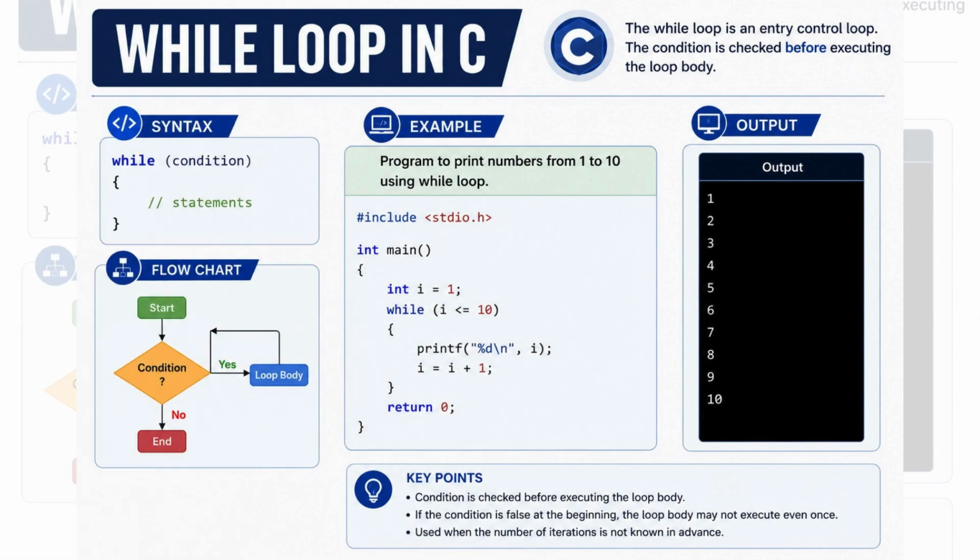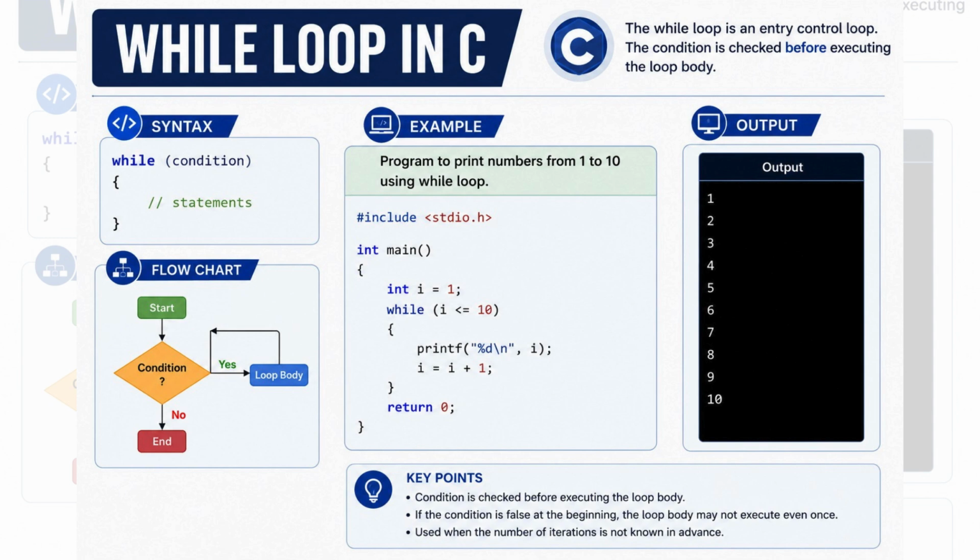Now let's understand how the while loop in C language works with a simple example. As you can see, the while loop is an entry control loop. This means that the condition is checked before the loop body executes. If the condition is false at the beginning, the loop will not execute even once. The syntax is very simple. We write the while keyword followed by the condition inside the parentheses, and then the statements to be executed inside the curly brackets.